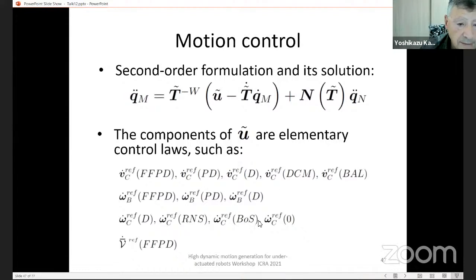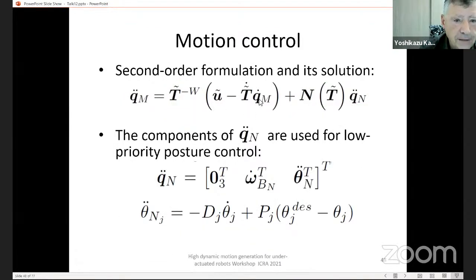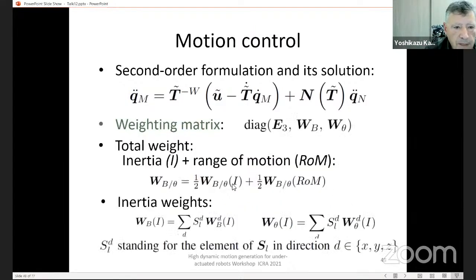This is also for this. We also use this here: RNS-based control and admissible centroidal angular momentum control. We use a weighted generalized inverse and the null space component we have here. The null space component is just for postural control, as usual. This is nothing new. The weighting matrix is something more involved, but also not so new.